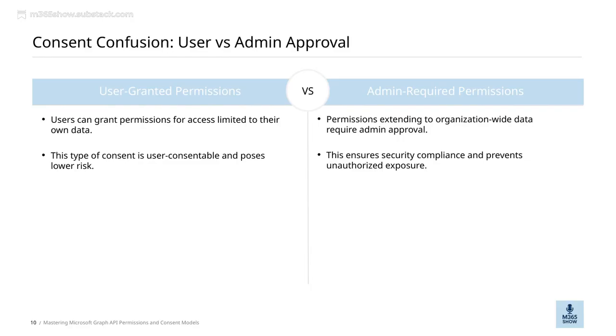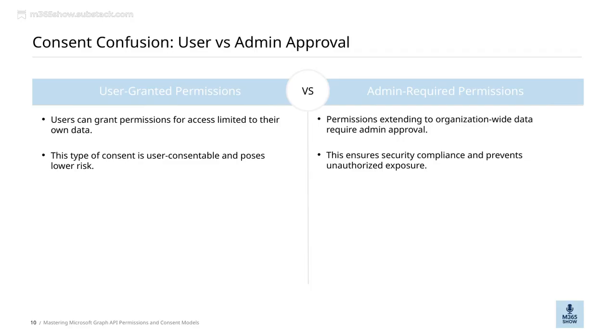On the other hand, there are permissions that users can grant themselves, but these are typically limited to their own data. This type of consent is known as user consentable, and it generally involves lower risk since users are only granting access to their own information.